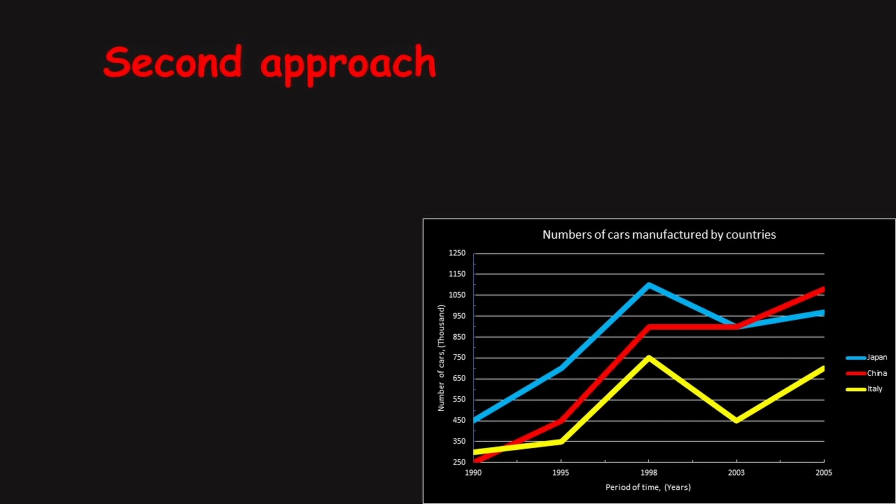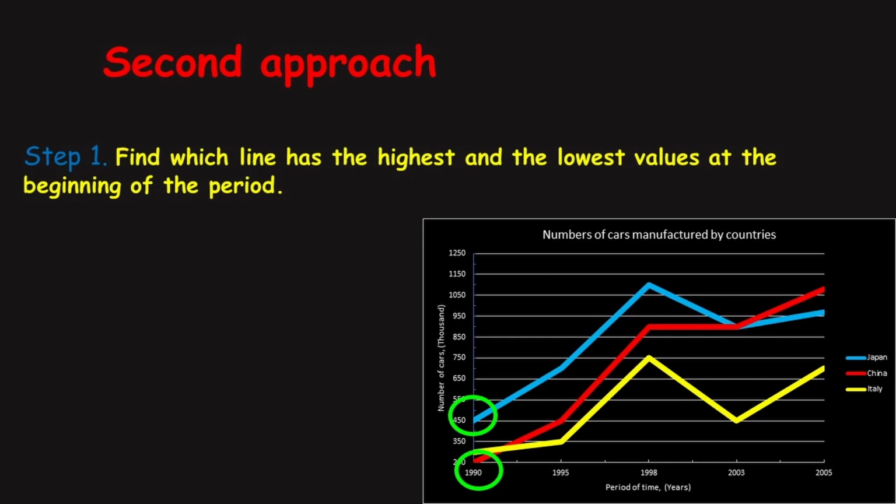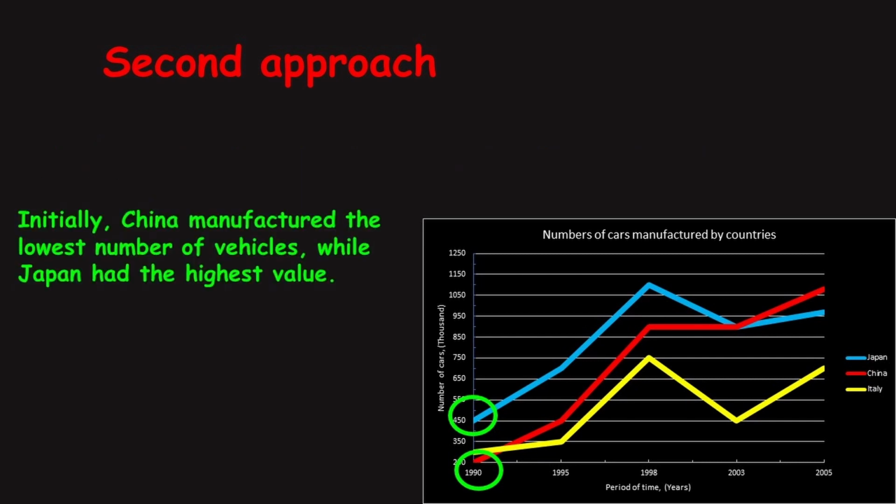For instance, if all the lines go up over the period. Step 1. Find which line has the highest and the lowest values at the beginning of the period. Looking at these lines, we can see that the red line that demonstrates the values of vehicles constructed by China has the lowest value. The yellow line that shows the number of cars built by Italy is more significant than the red line. The blue line that indicates the number of cars manufactured by Japan has the highest value at the beginning. We're right, initially China manufactured the lowest number of vehicles, while Japan had the highest value.